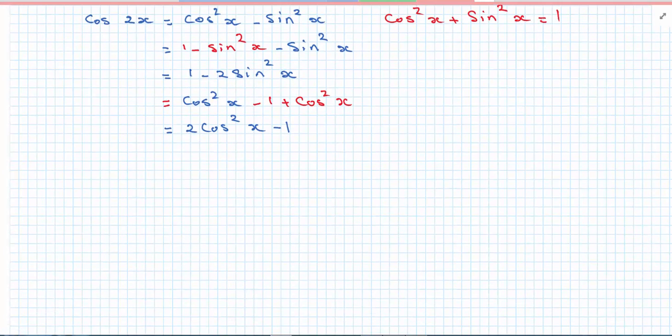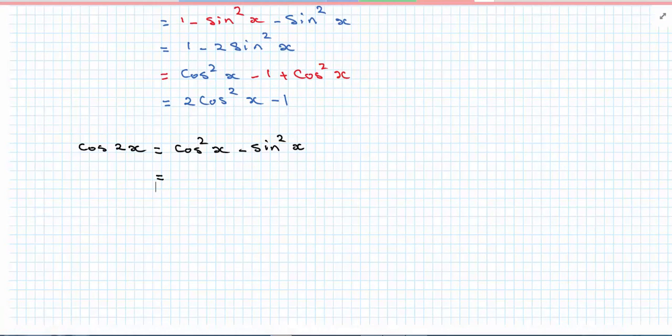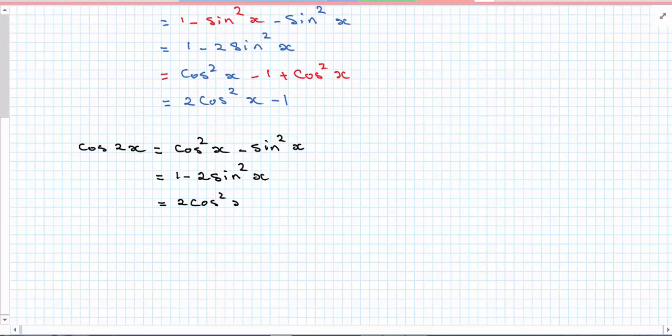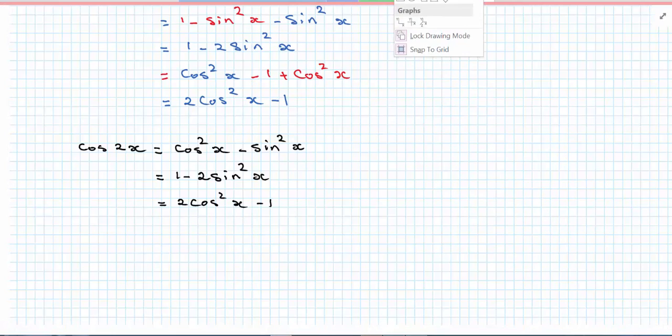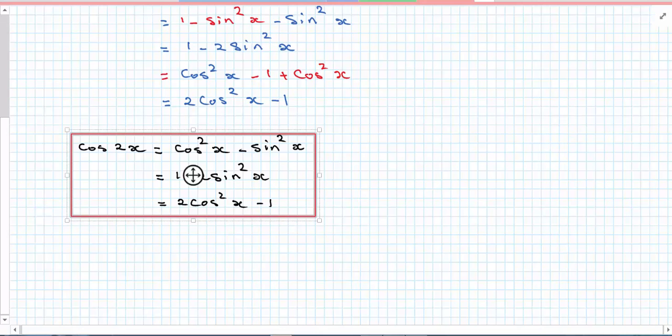So in summary, we ended up with three relationships for cos 2x. At the basic level, cos squared x minus sine squared x, substituting for cos squared resulted in 1 minus 2 sine squared, and substituting for sine squared resulted in 2 cos squared minus 1. So there are our first three. I'm going to put that in a box that we need to know.